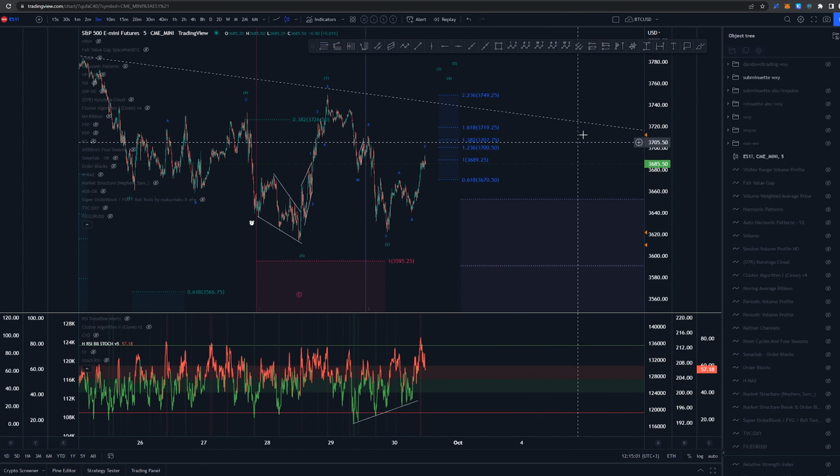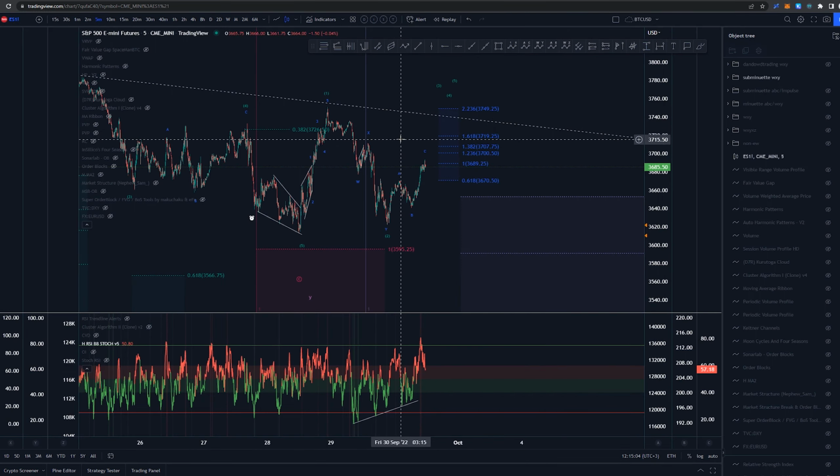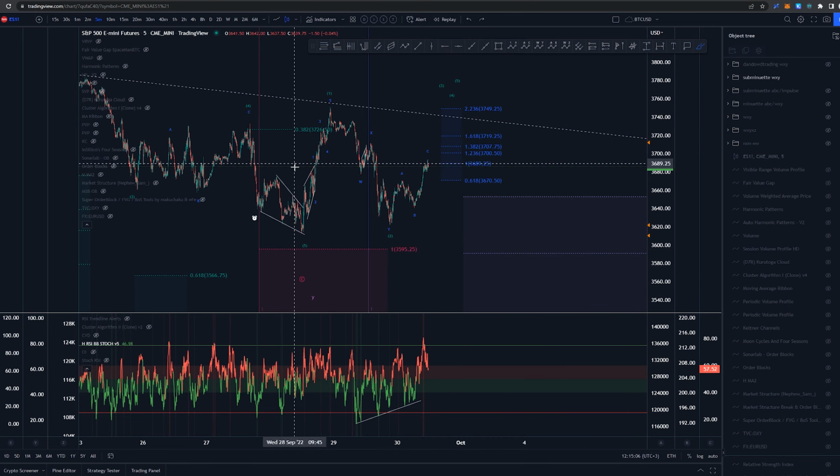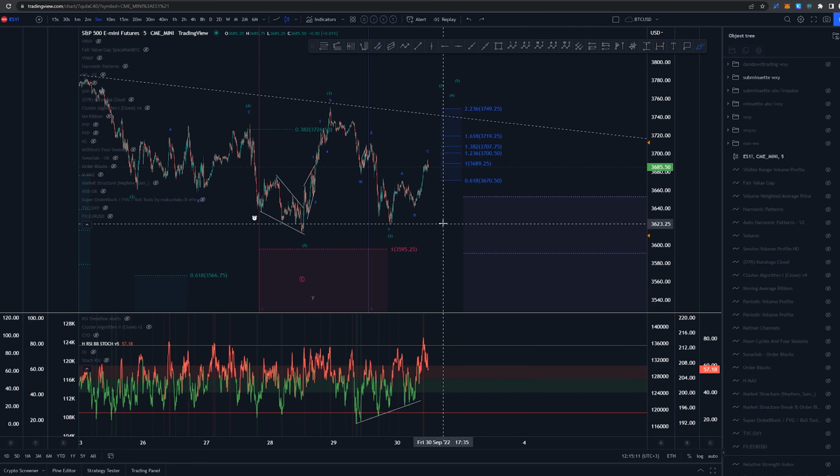So at the moment I'm still starting to doubt this whole thing a bit more just because of this structure. Sure, we did get that bounce up as we were expecting, but not the way we wanted.